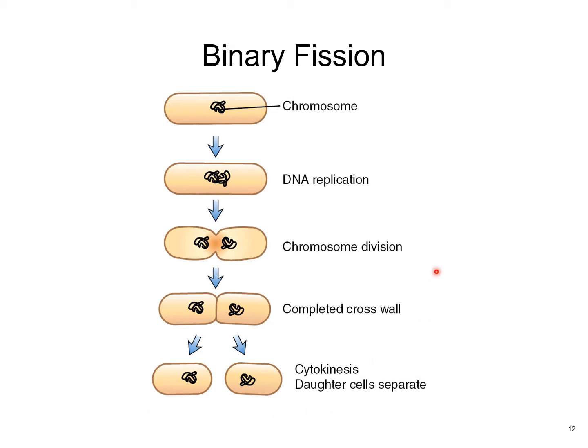In a typical bacteria under a typical good environment, it maybe takes 20 minutes for this to happen. So you have two now. In 20 more minutes, you're going to have four. 20 more minutes, 16. So they multiply very fast in a logarithmic fashion.